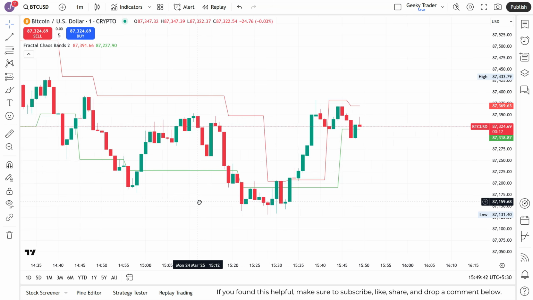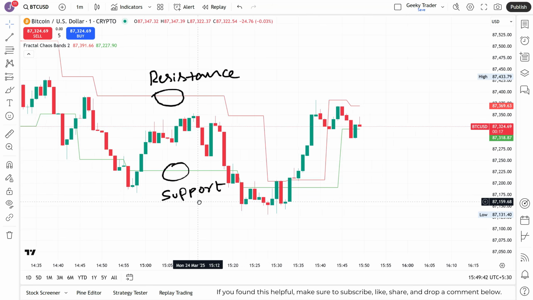If you take a look at the chart, you'll notice two distinct lines, one in red and one in green. These represent the upper and lower fractal chaos bands. The red line at the top is the upper band, which acts as a resistance level, while the green line at the bottom is the lower band, which serves as a support level.